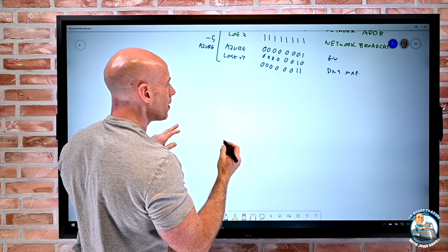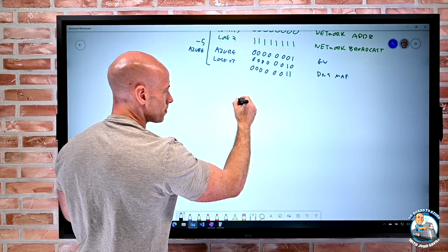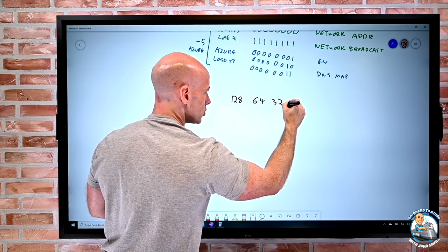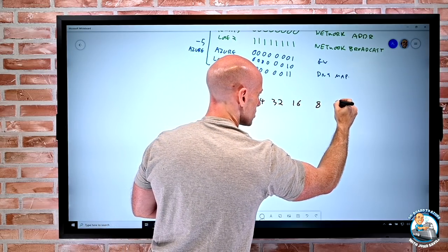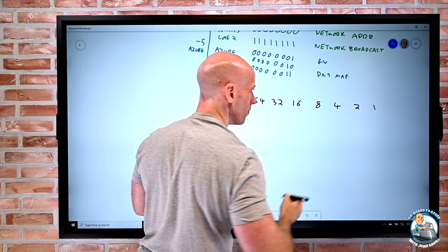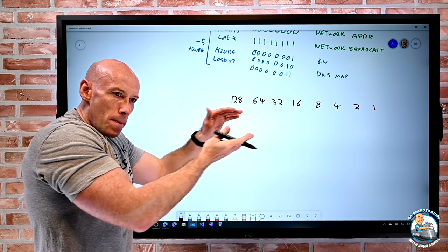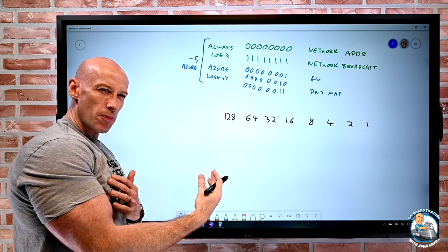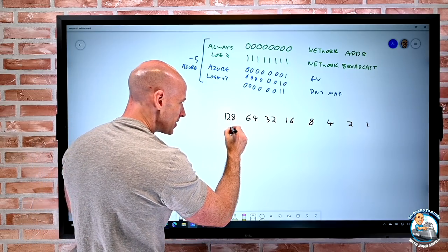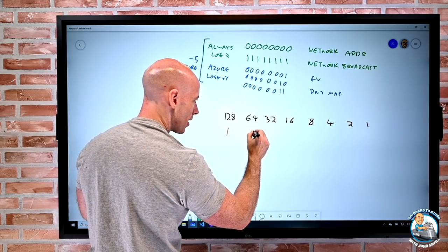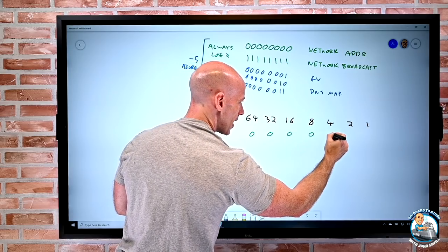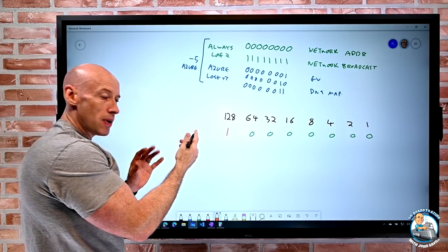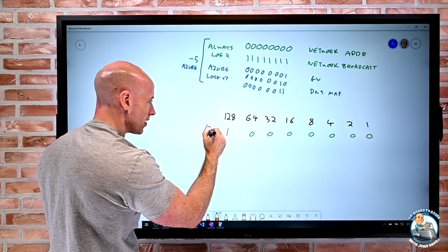Remember, from a binary perspective, it's 128, 64, 32, 16, 8, 4, 2, and 1, because we can go backwards. We can start stealing bits from what we've got used to being the host, for the network. I might say, actually, now this bit I'm going to use for the network as well, from that final 8 bits of that 32-bit address. So this would actually be a slash 25.